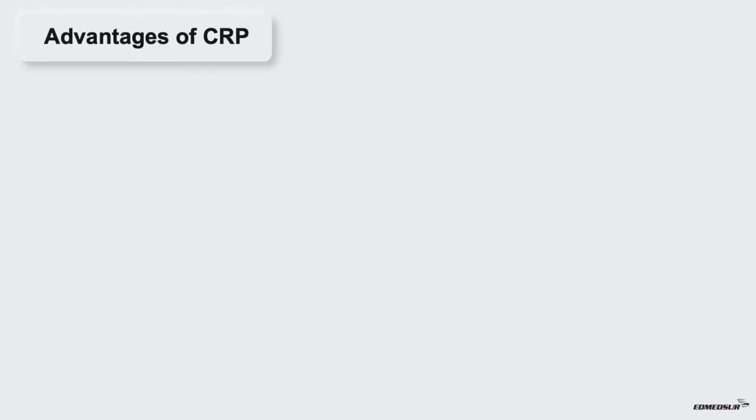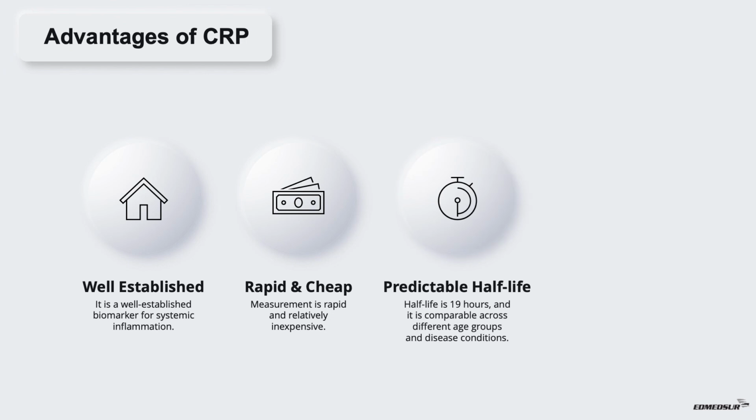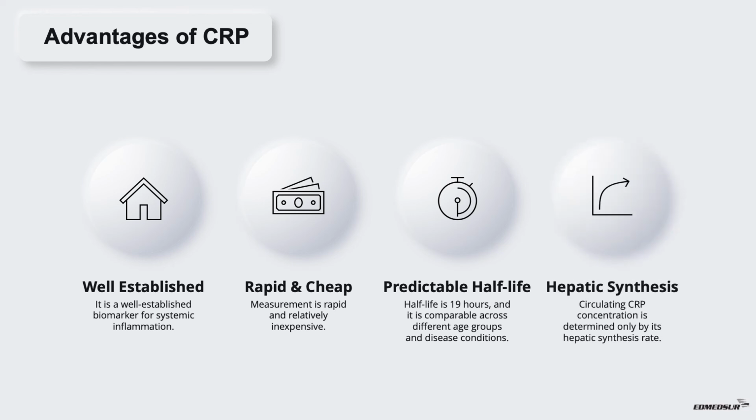Advantages of CRP. It is a well-established biomarker for systemic inflammation. Measurement is rapid and relatively inexpensive. Half-life is 19 hours and it is comparable across different age groups and disease conditions. Circulating CRP concentration is determined only by its hepatic synthesis rate.